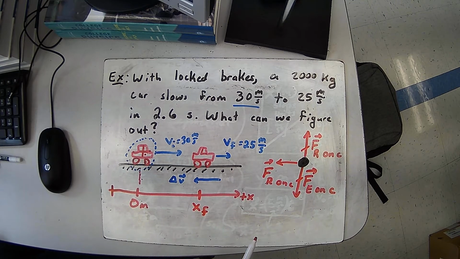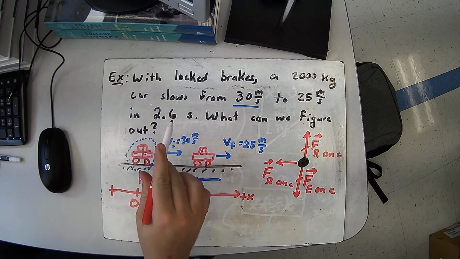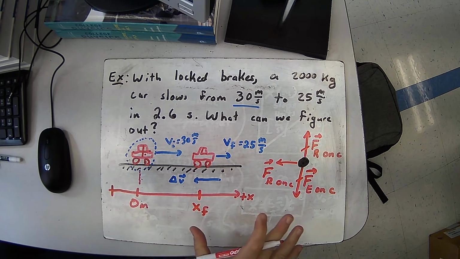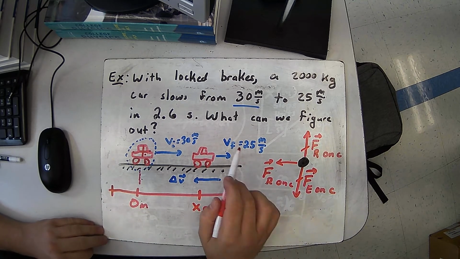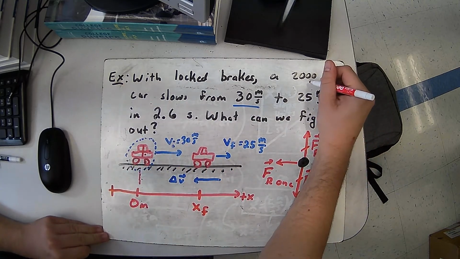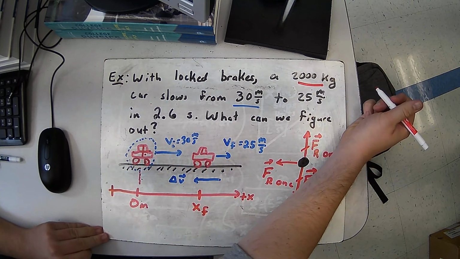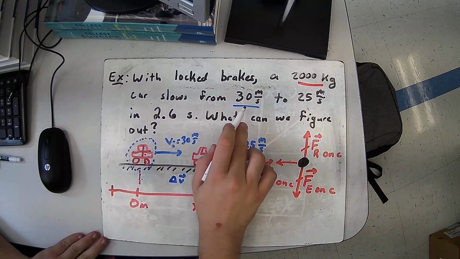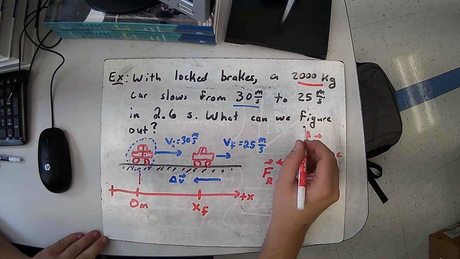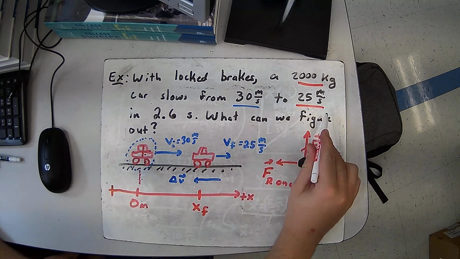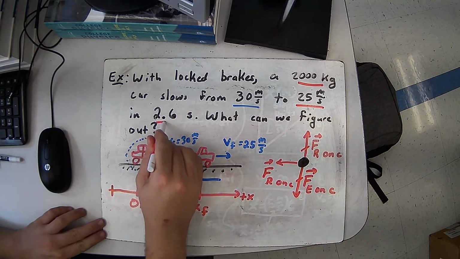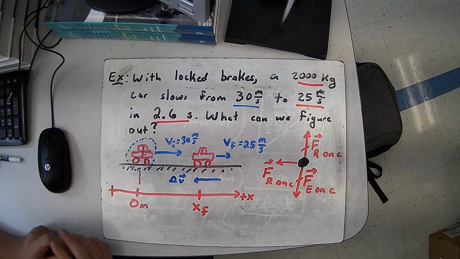We can probably figure out, well, we know the time actually. So let's actually go through. One thing I should have done early on is actually annotate the problem, so let me go back and do that now. With locked brakes, the 2,000 kilogram car, we know its mass, slows from 30 meters per second to 25 meters per second. So we know its velocity initial and final. Then we know the time interval over which that happens is 2.6 seconds.